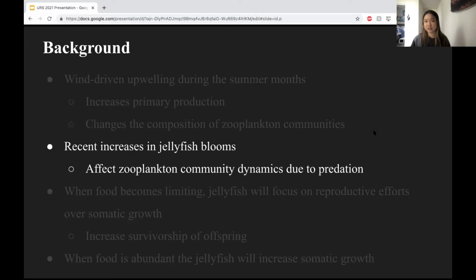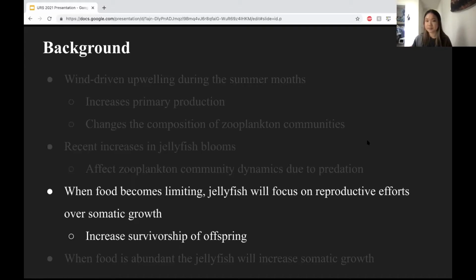How this relates to jellyfish is that they predate on these zooplankton communities. A lot of different things are considered plankton, like pelagic fish eggs and also crustaceans, which are commercially important fish that we feed on. Recently, due to a lot of different environmental reasons, there have been a lot of jellyfish blooms, which might mean they're going to predate a little more on these zooplankton.